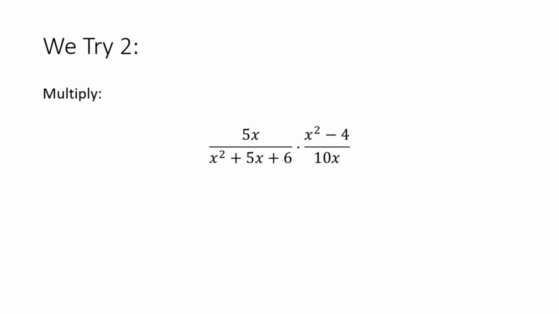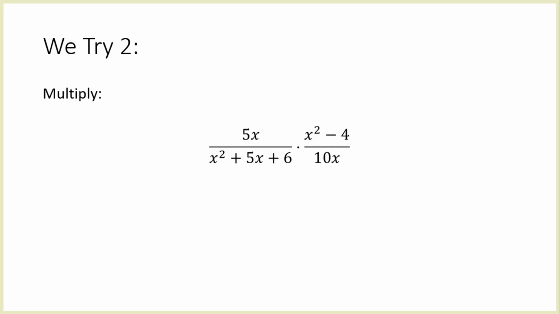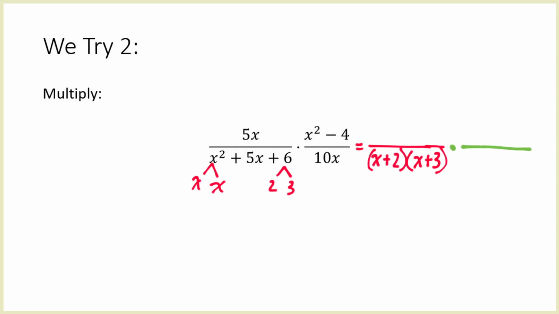So let's try this one together. Let's see what I can factor. Looks like I can factor this bottom left one. That's going to be x times x. This one's going to be 2 times 3. So that when we're all said and done, that's going to be x plus 2 times x plus 3. Let's see. Next, looks like I can factor out this top right one. That's a difference of squares, so that's x plus 2 times x minus 2. Then that looks like it's it.